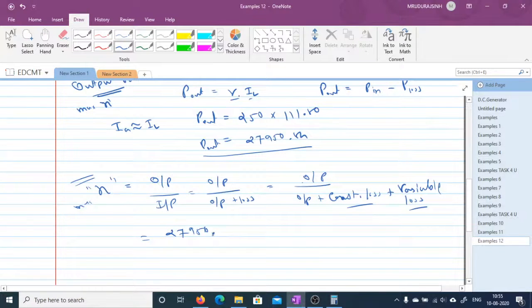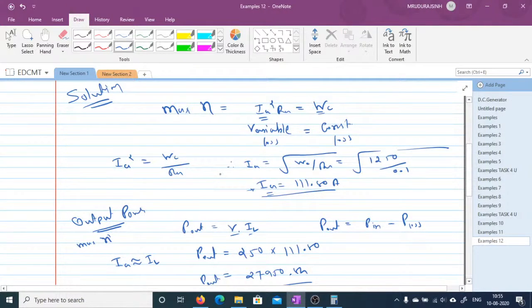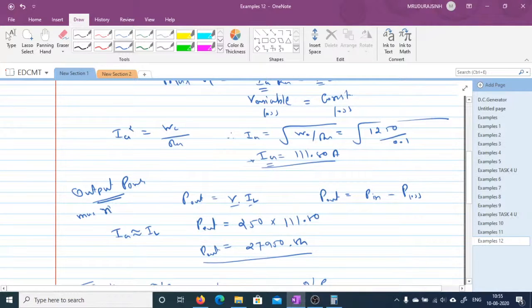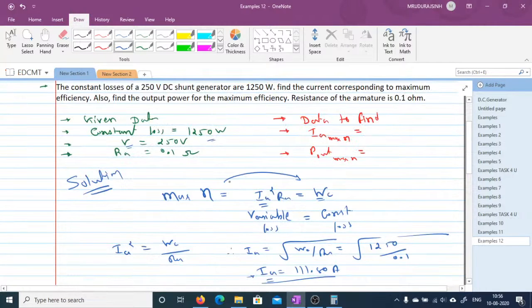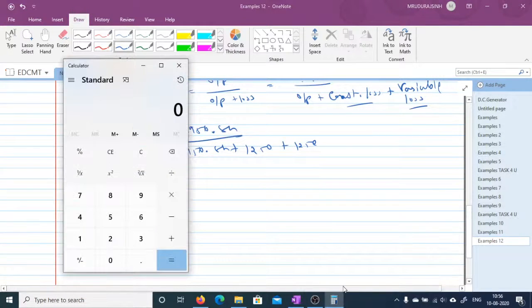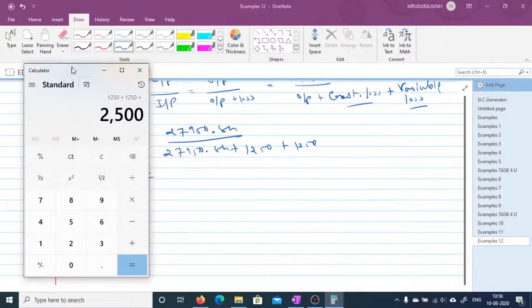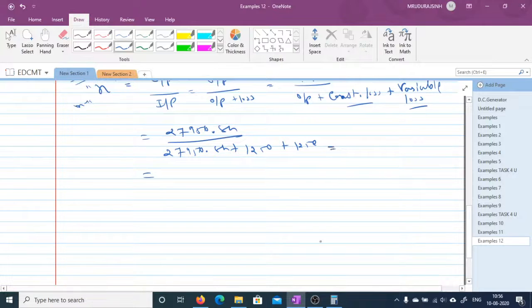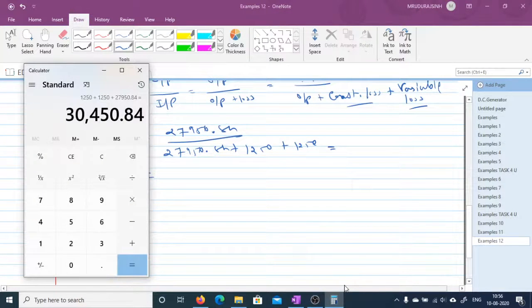We have the output power as 27950.84, divided by output 27950.84 plus constant loss, which is 1250, plus variable loss. We do not have variable loss, but see, what is the condition for maximum efficiency? Variable loss is equal to constant loss. So we will just place variable loss equal to constant loss and sum up everything: 1250 plus 1250 plus the output power 27950.84 gives us 30450.84, right?